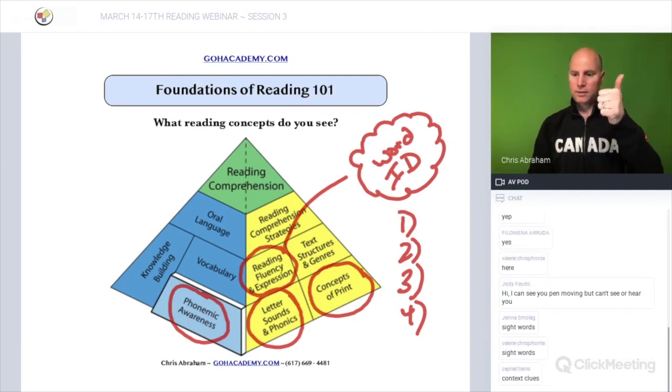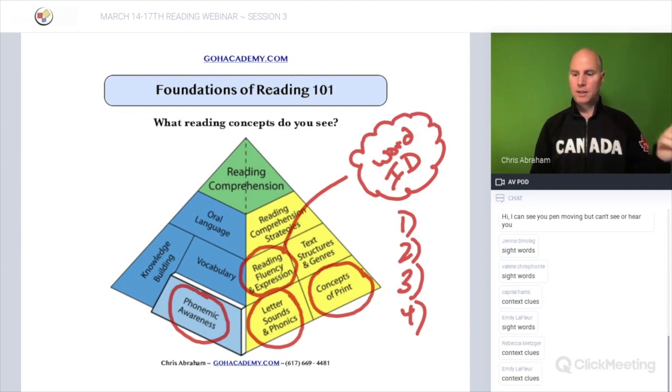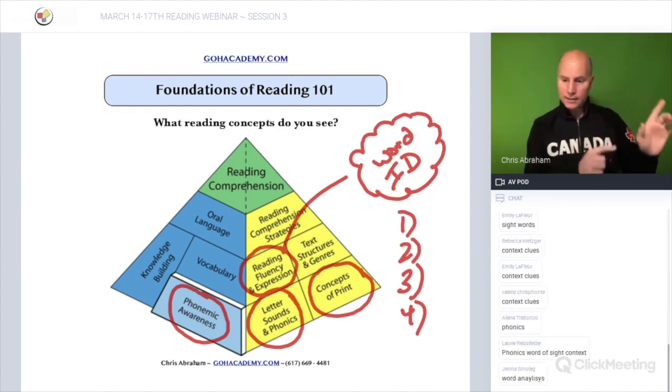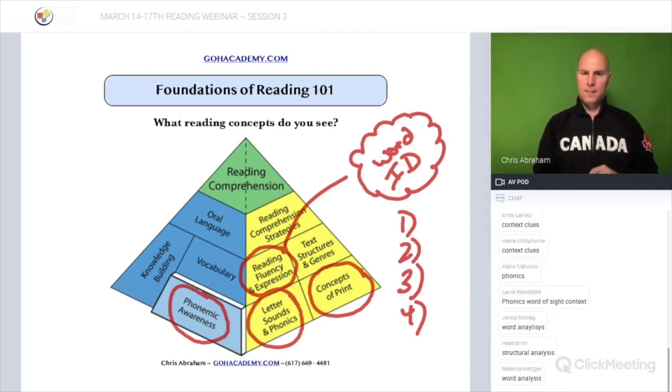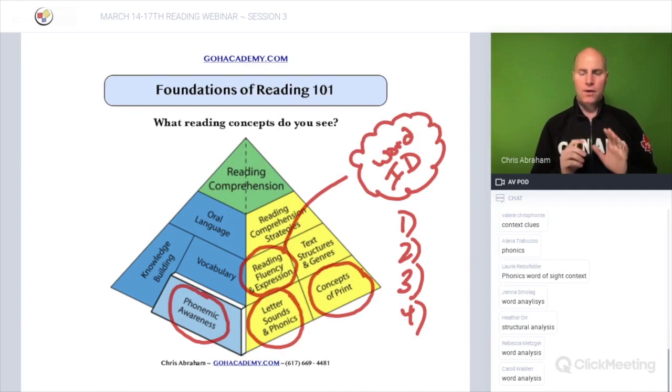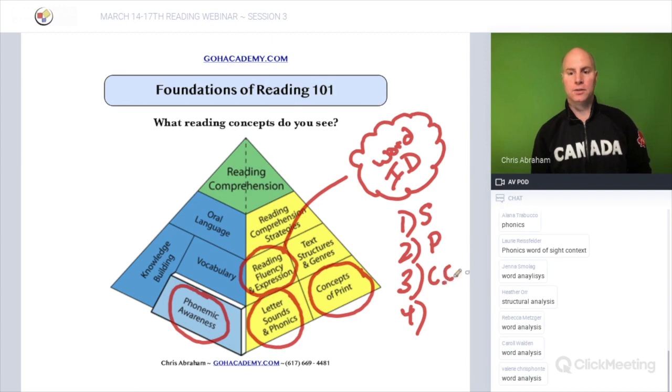Sight words, context clues. You got sight words and context clues. What else? Phonics, thank you, and word analysis. And these ones here are very, very important. So I'm just going to write that down. We got our sight words. We got our phonics. We got our context clues. And we got our structural word analysis.